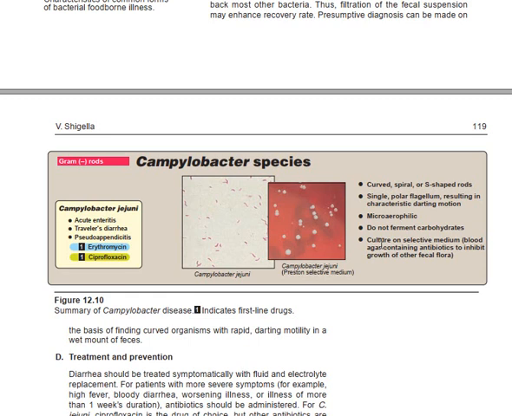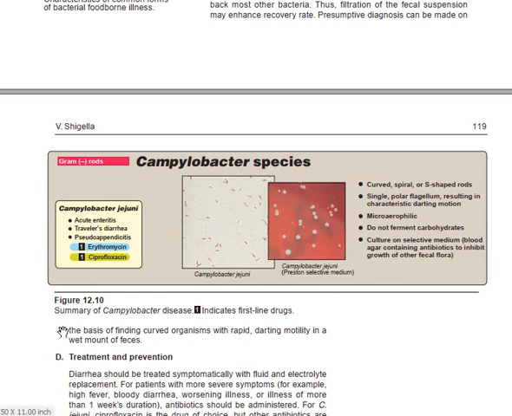Now the next is culture on the selective medium. The selective medium that you use to culture Campylobacter species is blood agar containing antibiotics to inhibit the growth of fecal flora. So this is Campylobacter jejuni. As you can see, they are S-shaped or curve shaped. And this is an example of a medium that can be used, a Preston selective medium for Campylobacter jejuni, and you see specific growths occurring there.